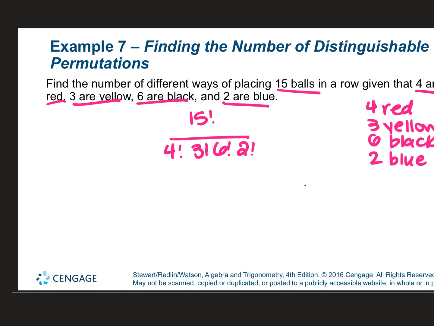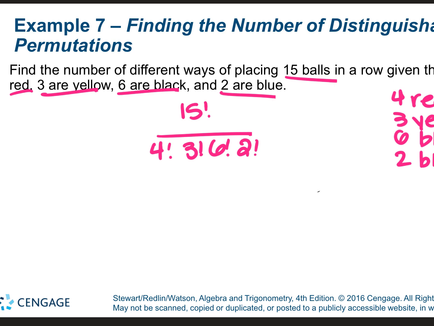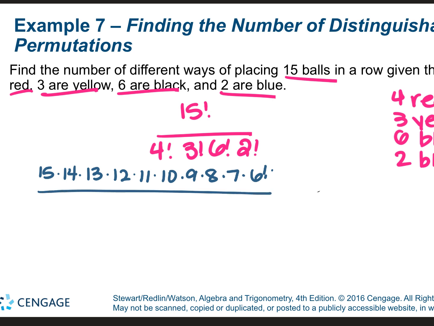Remember that top means that you're doing 15 times 14 times 13, 12, 11, 10, 9, 8, 7, 6, and so on. I'm going to stop at the 6 because I do have a 6 on the bottom. That's going to cancel out that 6 on the top. So other than that 6, I have 4 times 3 times 2 times 1, 3 times 2 times 1, and 2 times 1. So the 6's on the top and the bottom cancel out. And then you just have to simplify here.